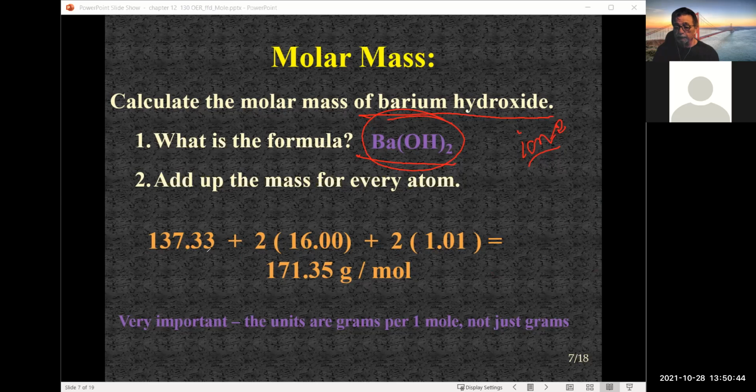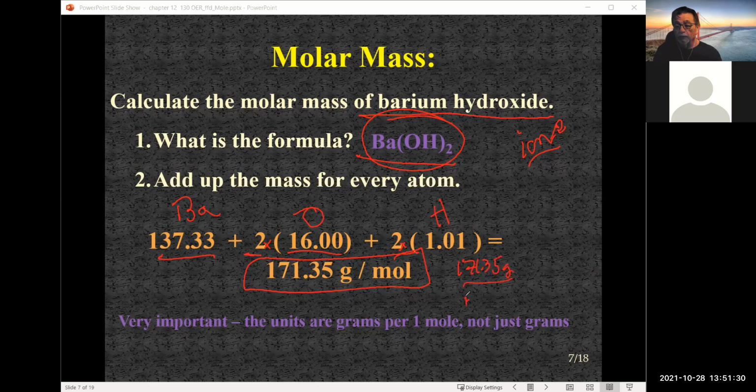We go to the periodic table. Barium has 137.33 grams per mole atomic weight. Oxygen is 16, but there are 2 of them, so we have to multiply that by 2. And then hydrogen, so this is oxygen, this is barium, and this is hydrogen. Each hydrogen has an atomic weight of 1.01, but we had 2 of them, okay? And so we tally that up, and that told us that for barium hydroxide, its molar mass is 171.35 grams per mole. That is a ratio, ladies and gentlemen.